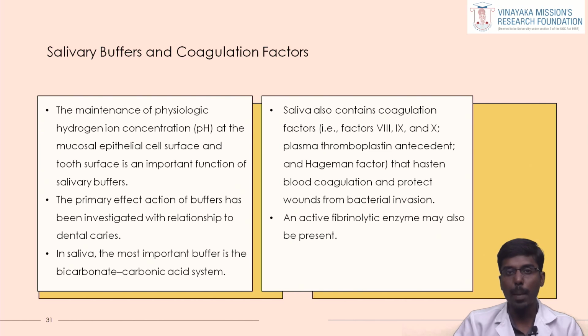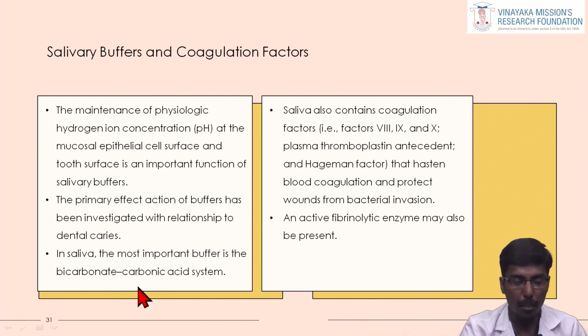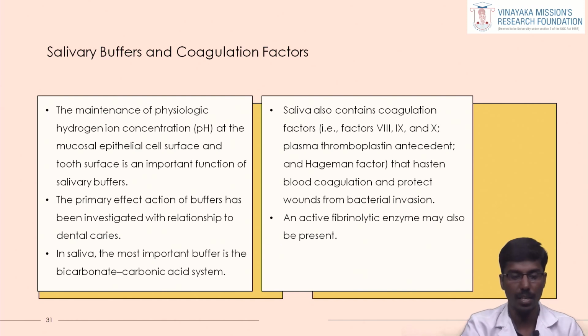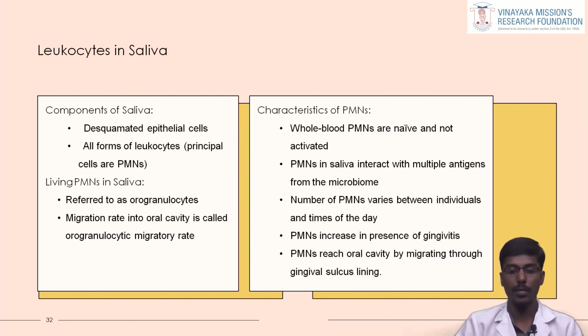Now coming on to the buffering capacity and the coagulation factors. In saliva, the most important buffering mechanism is nothing but the bicarbonate carbonic acid system. Saliva also contains various coagulation factors. The buffering action is mainly by maintaining the hydrogen ion concentration at the mucosal epithelial cell surface as well as the tooth surface. Now among the coagulation factors, the most common factors found are factor 8, 9 and 10. In addition to these coagulation factors, active fibrinolytic enzymes can also be present in the saliva.